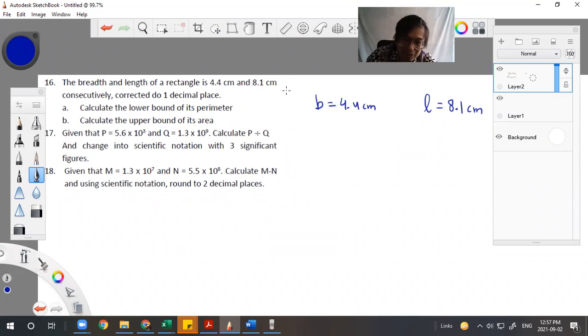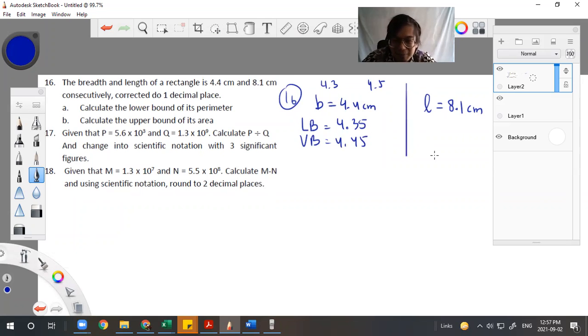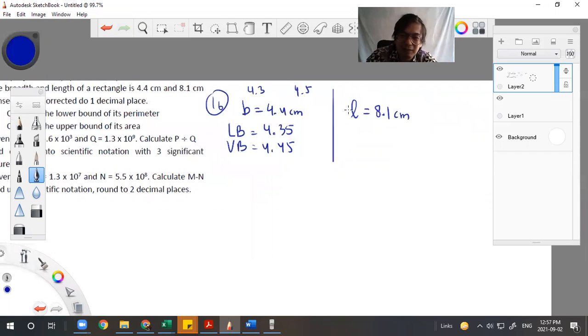Okay, let's put it in first for number 16. What can you do? What is the lower bound of B? 4.35, right? Because it is in between 4.3 and 4.5. So its upper bound becomes 4.45, right? Length is the same. Length is in between 8.0 and 8.2, right? On the left and right sides. Okay.